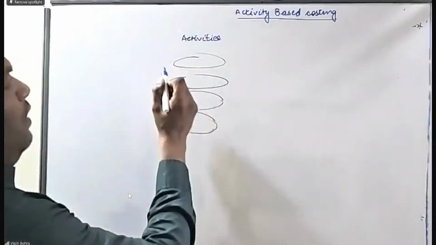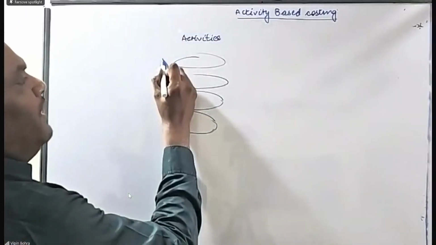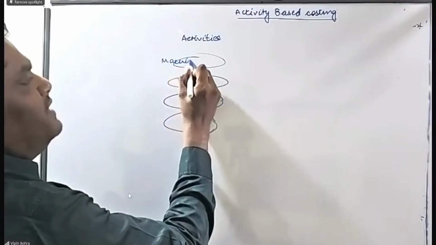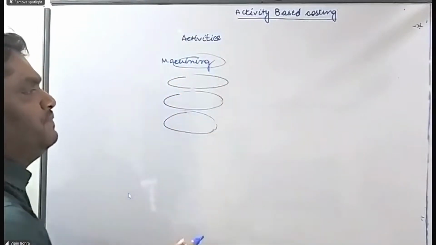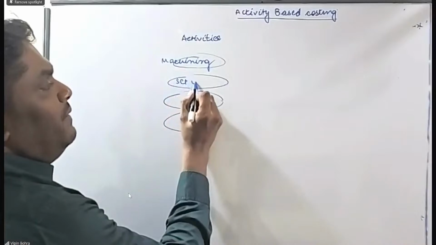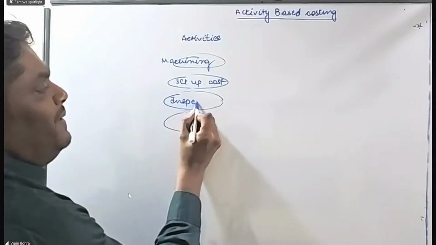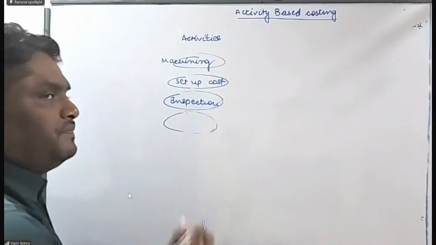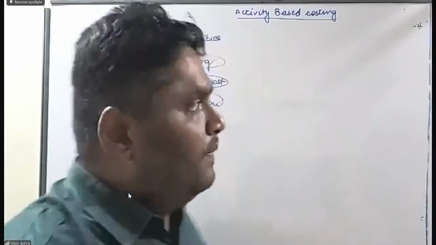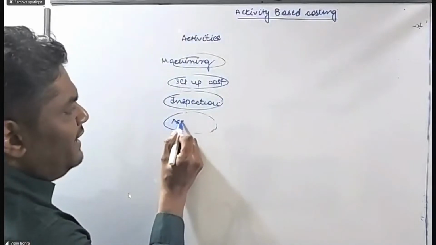So it can be related to machine. So we can say machining can be an activity. Setup cost can be an activity. Inspection can be an activity. Further, assembling cost can be an activity.